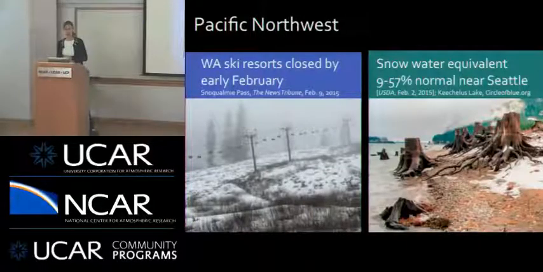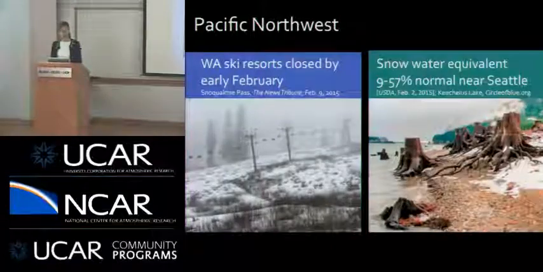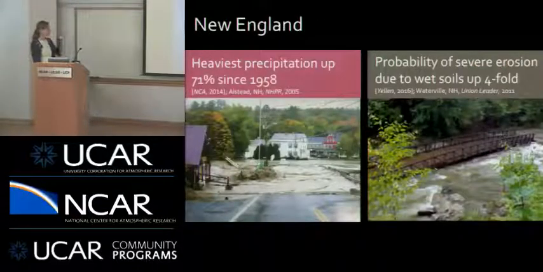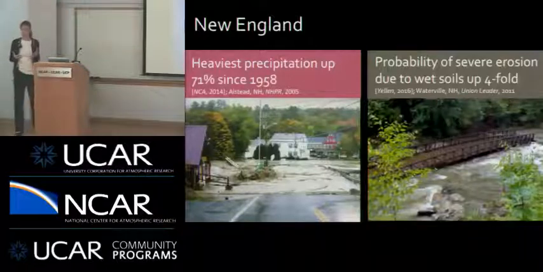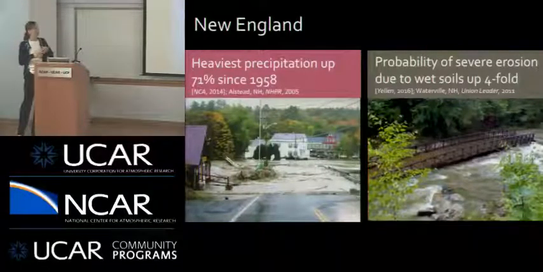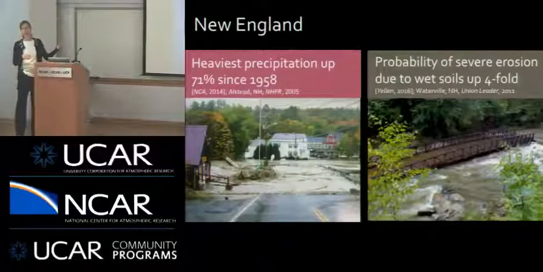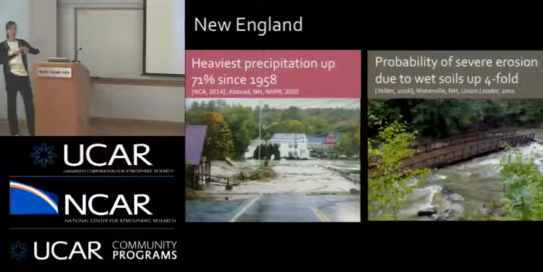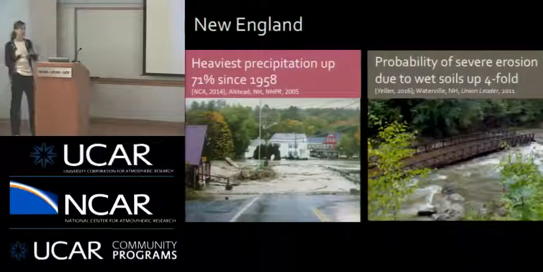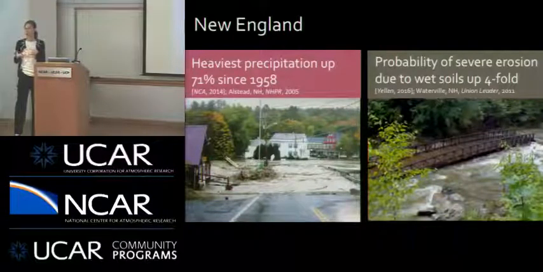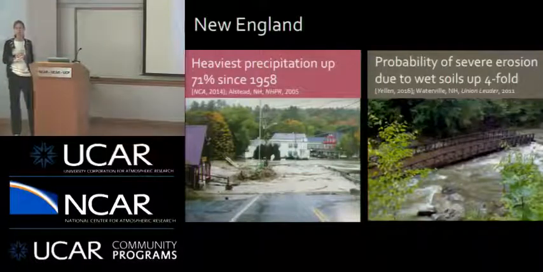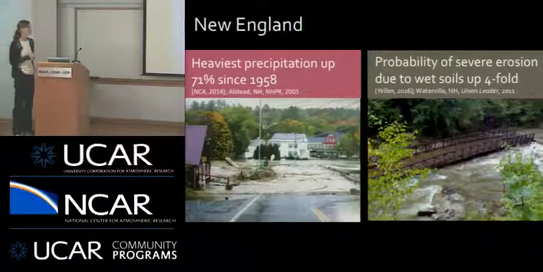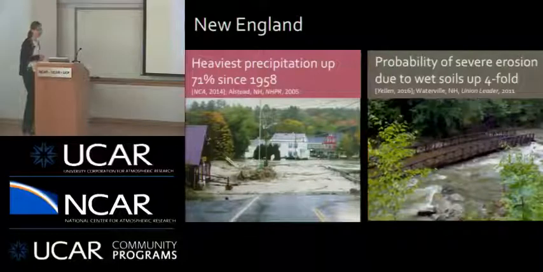Now I'm at Dartmouth College, which is in New Hampshire in the northeastern United States, and there they've also been experiencing some rather dramatic changes in their water cycle. So for example, the northeastern United States is seeing the largest uptick in heavy precipitation of the entire country. And in addition to that, despite that uptick in heavy precipitation, they're also seeing this increase in severe erosion simply due to the fact that soil conditions are much wetter on average.